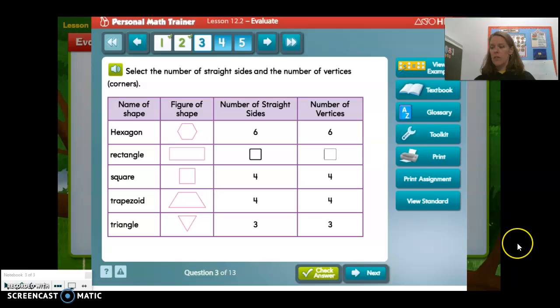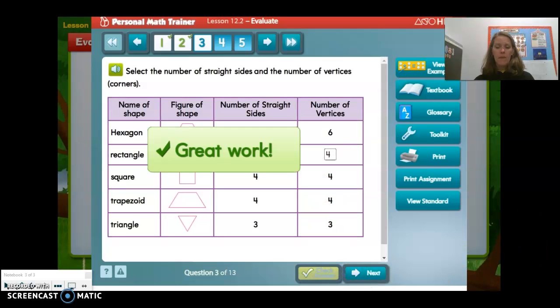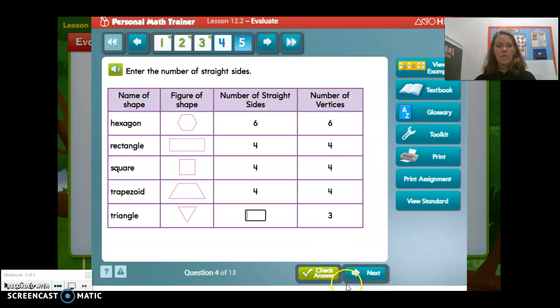Now we're looking at our rectangle. Here is a rectangle. Disregard the hole in the middle of it, but the rectangle, how many straight sides does it have? You can get yours out too and look. Hopefully you say 4, and the number of vertices is also 4. Great work! All right, looking at our triangle. The number of straight sides. Looking at that triangle, how many does it have? Hopefully you say 3. Awesome!